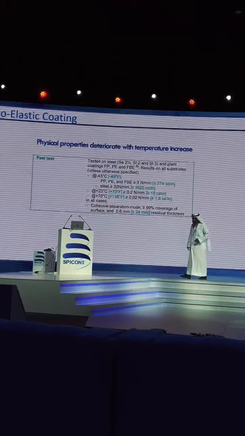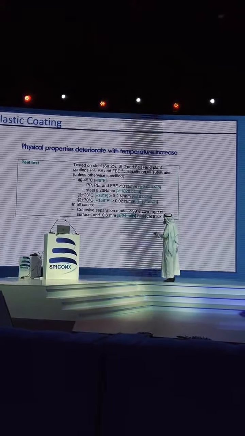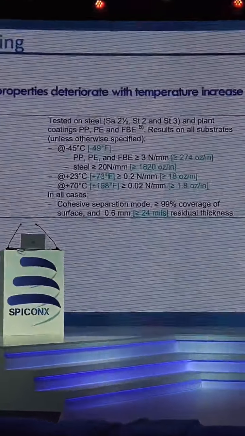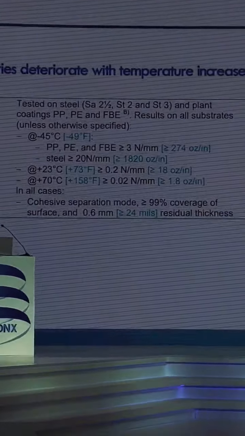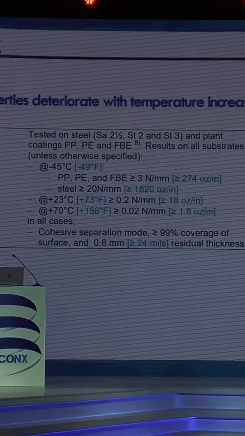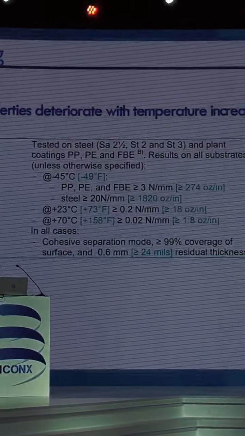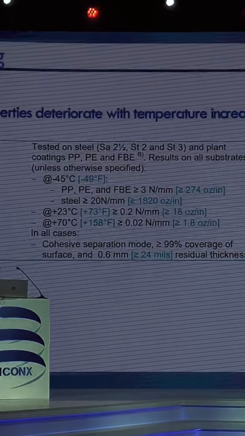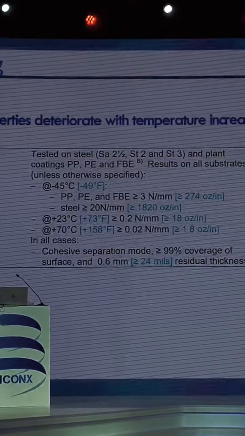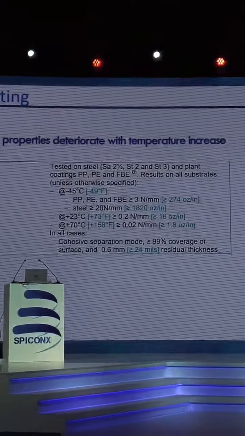I'll show you why. I talked about time, now it is temperature. This is a data sheet I took from one of these suppliers. At minus 45 degrees on steel, the peel test is 20 Newton per millimeter. Once you increase the temperature by 70 to 23, this dropped to 1%, from 20 to 0.2, because of parabolic action. And if you increase the temperature 40 degrees more to 70, it goes to 1,000. It becomes ketchup. It's not a material with adhesion anymore. 0.2 Newton is not adhesion.